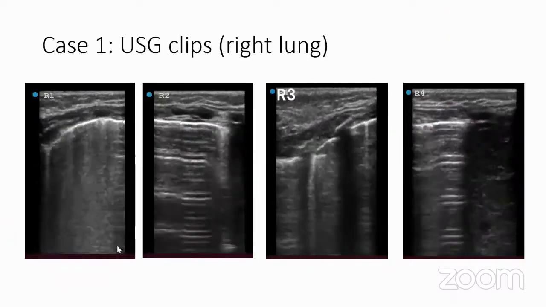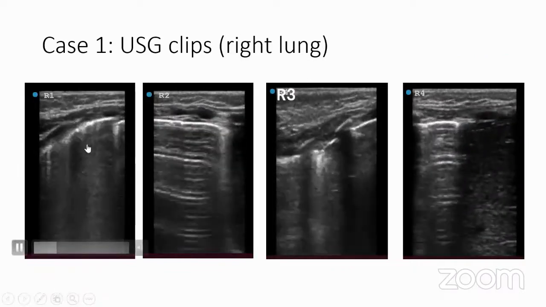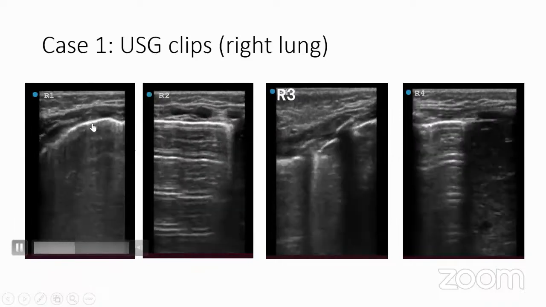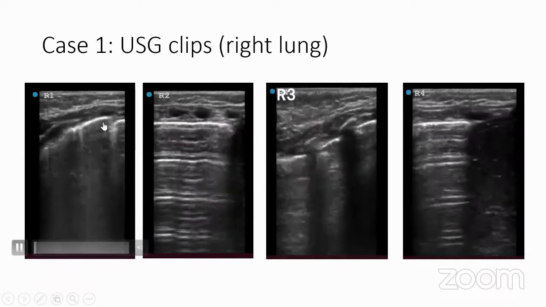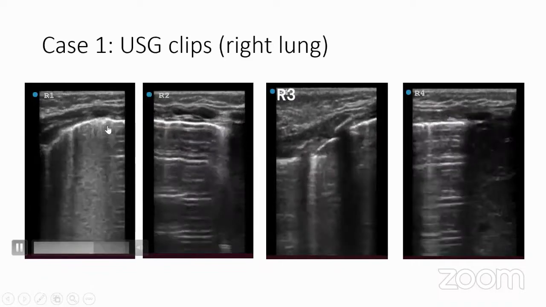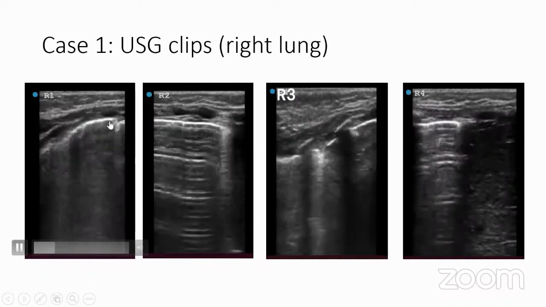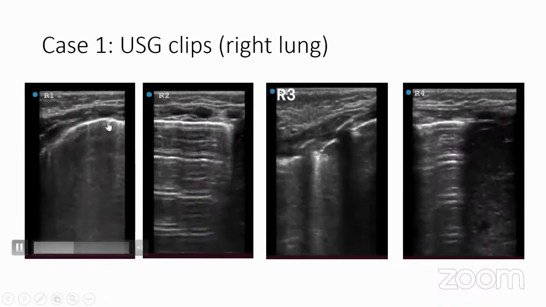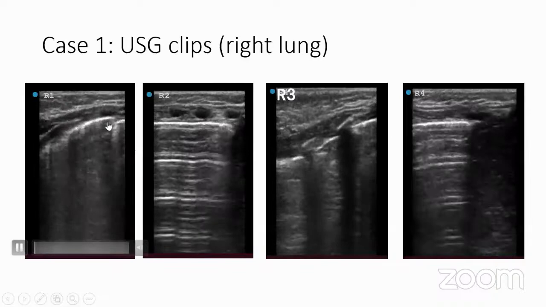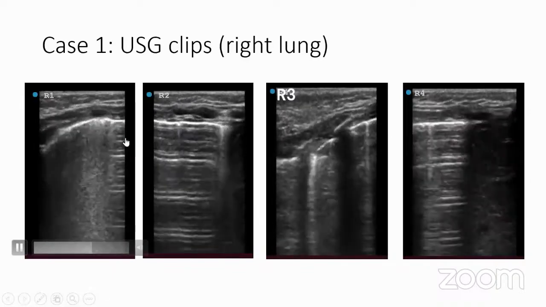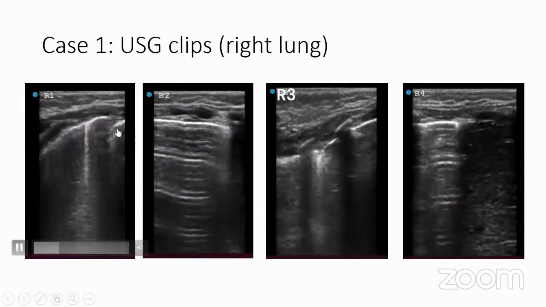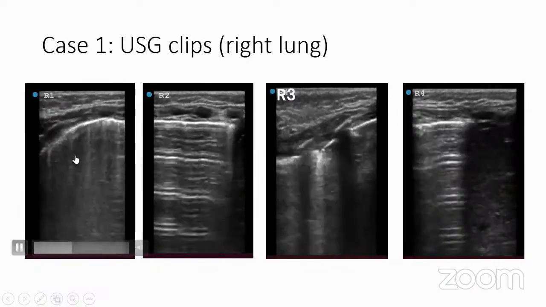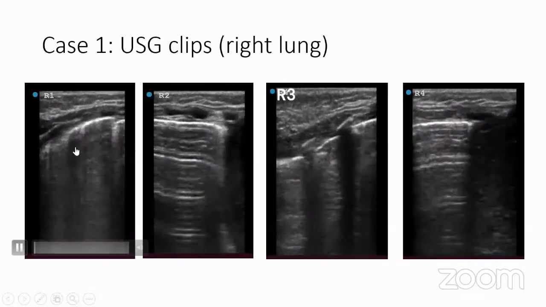These images are from the right side lung. So in the R1 area, I can again see almost a regular pleural line. But here, I feel that there's some broken pleural line on the further extreme right. I'm not so sure if it is abnormal as such, but I can see some A lines. And there are B lines, which are almost erasing those A lines intermittently. So I would classify this as AB profile.